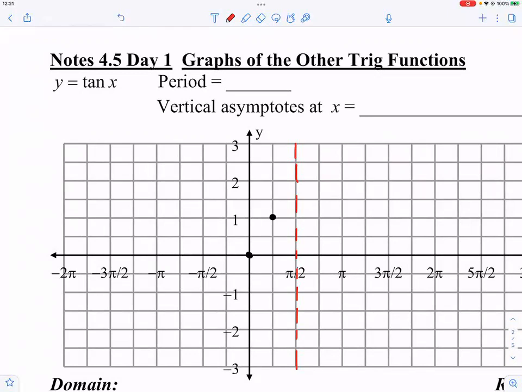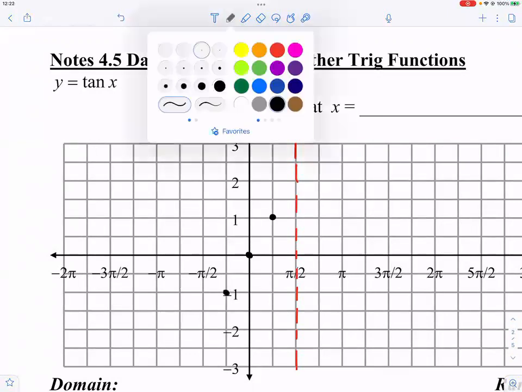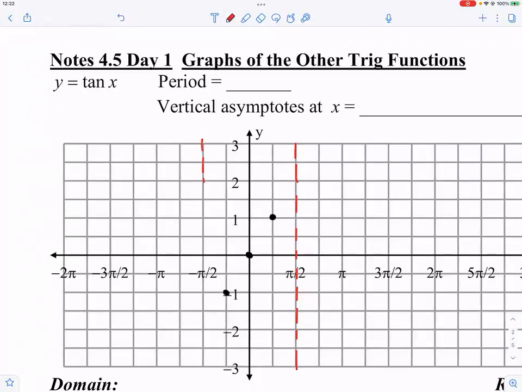So now, if we go backward and think about, what is tangent of negative pi over 4? What quadrant would it be? Negative pi over 4, it's quadrant 4. So tangent would be negative. And reference angle, it's pi over 4, so it would be negative 1. And then tangent of negative pi over 2 will be undefined.